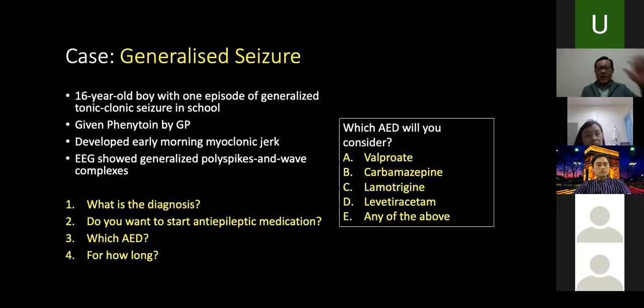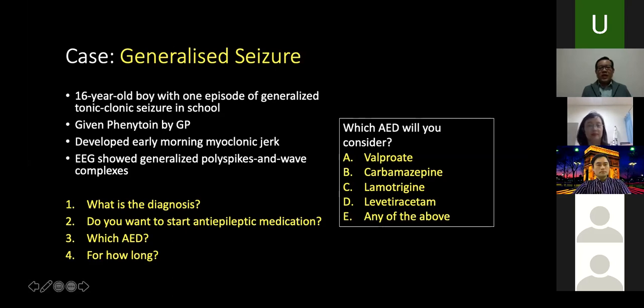Okay, so can I have the poll now? So this is a 16-year-old boy with generalized seizures. Remember, this is a boy, given phenytoin and developed early morning myoclonic jerks. EEG shows generalized polyspike and wave complexes. So what diagnosis does this patient have? Firstly, the onset is juvenile age. Secondly, he has myoclonic seizures with polyspike and wave. So the diagnosis is juvenile myoclonic epilepsy.